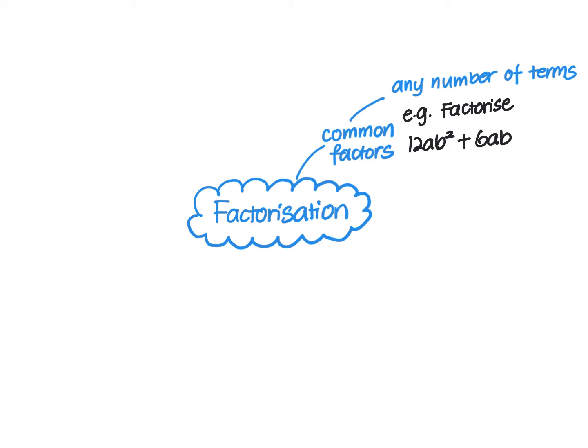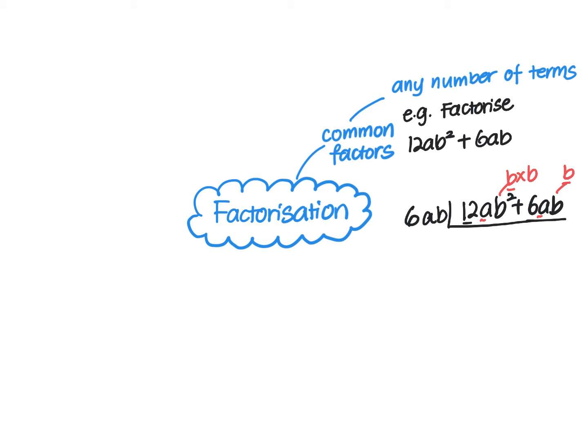For example, factorize 12ab squared plus 6ab. In this case, we can see that 12ab squared plus 6ab has a common factor of 6 for the numbers. So we can factorize out the common factor 6. For the letters, we have a, and a is common, so we can also factorize out a. And for the letters b squared, this is b times b, and this one is b over here. You notice that letter b is common, so we will have letter b.